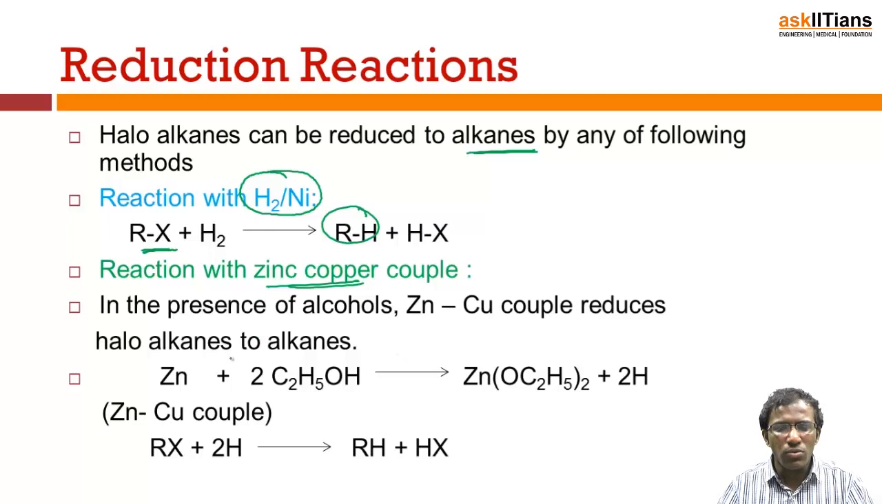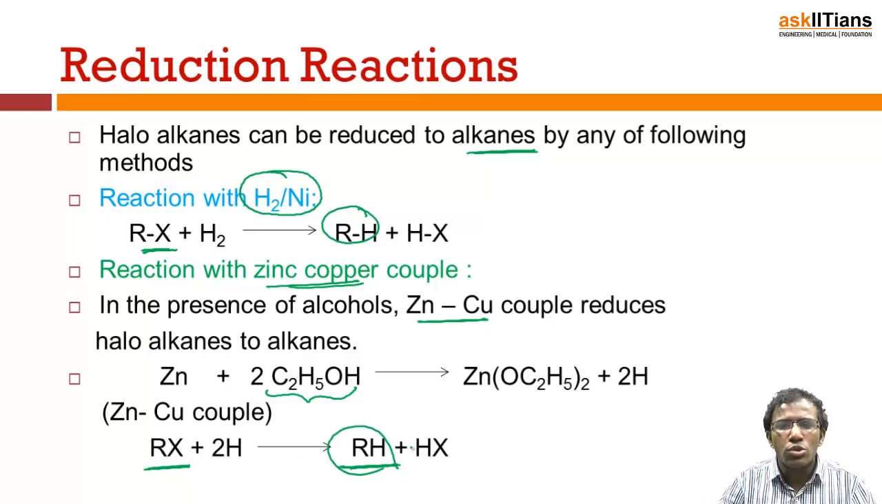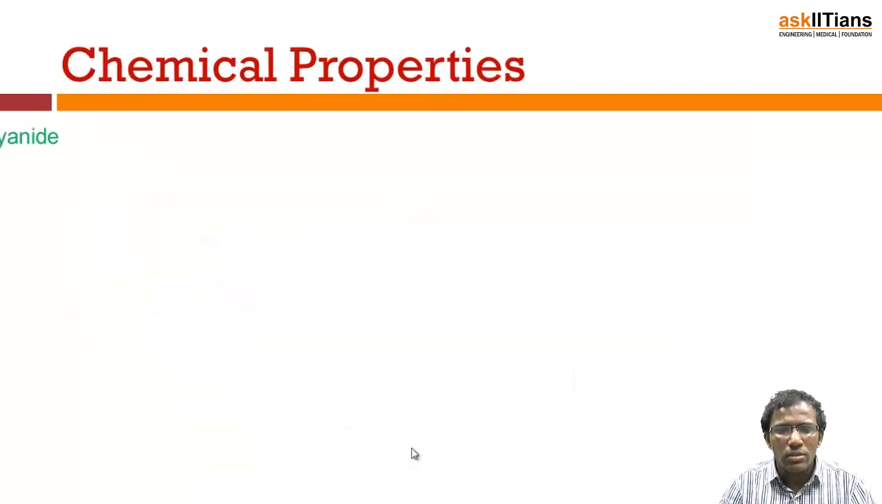But if you take the second one, in the presence of alcohols, the zinc copper couple reduces haloalkanes to alkanes. Okay, so the zinc copper couple, in the presence of alcohol, reduces the haloalkanes to alkanes. So these are the reduction reactions shown by alkyl halides.